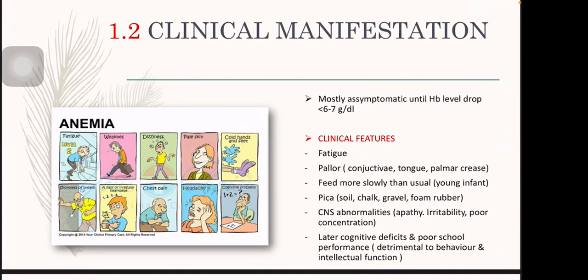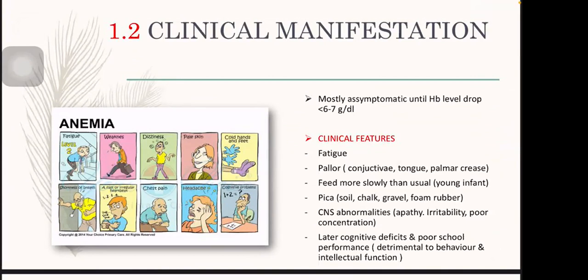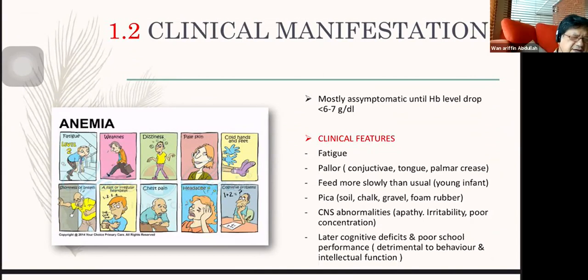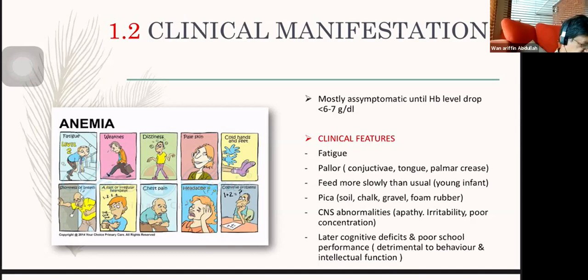Yes. How do you grade anemia? How do you grade it? Based on the level of the hemoglobin. Okay. So what are the grades? 5 to 7 can be considered as severe, and then 10 to 11 considered as moderate. So 5 to 7 is severe, 10 to 11 is moderate. What about in between 7 to 10?